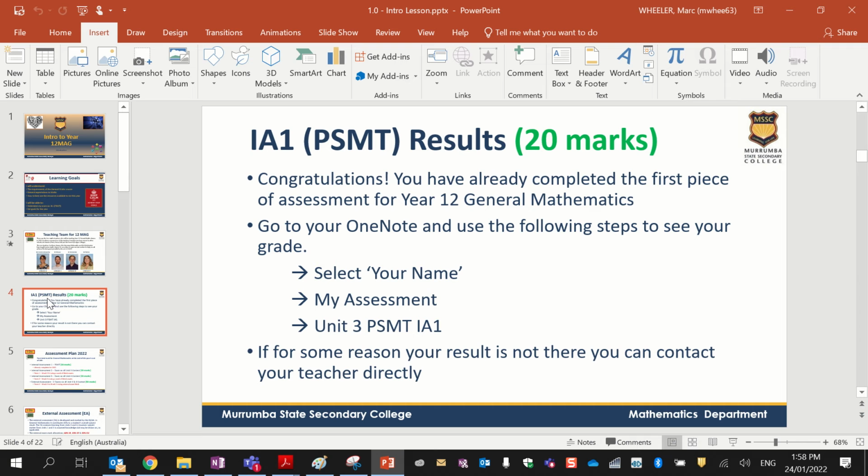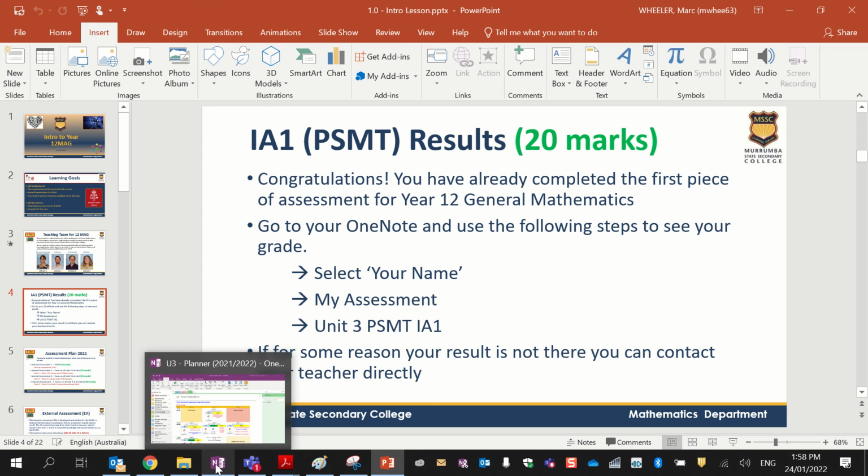So your IA1, IA stands for internal assessment. This is your PSMT. You get a result out of 20 marks. So congratulations, you've already done one piece of assessment for Year 12. You only have 3 left. To find your grade, you're going to need to go to your OneNote and use the following steps. I'm just going to demonstrate with my class's OneNote.